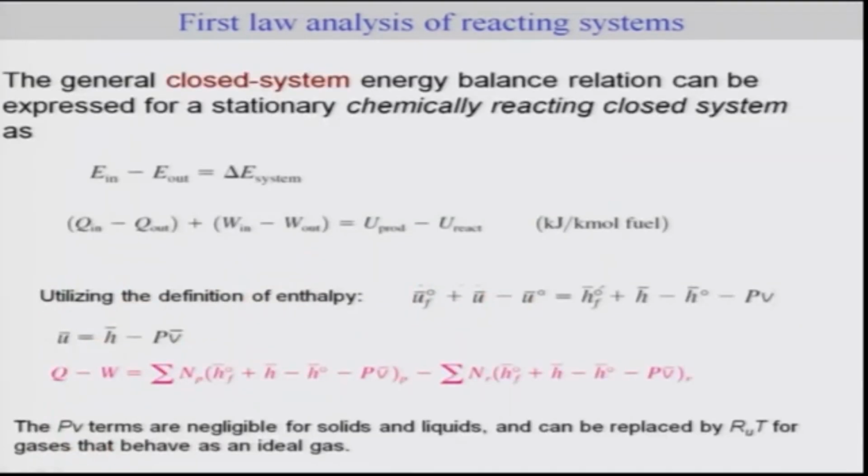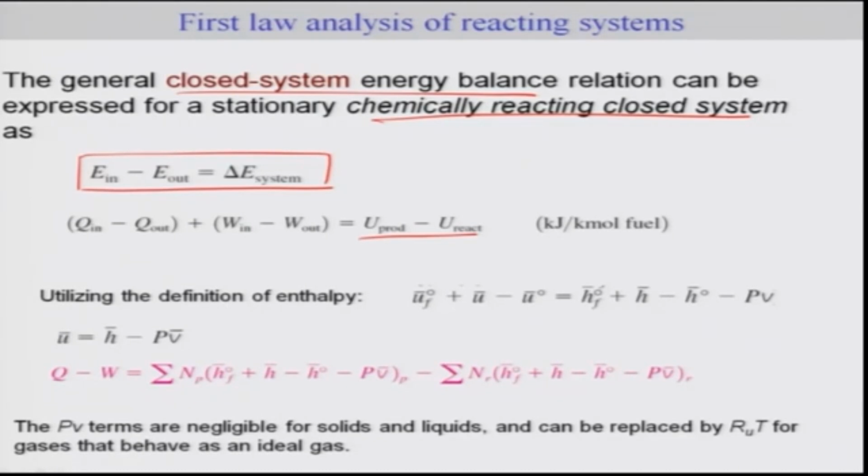Now we take a look at the general closed system energy balance relation. For a chemically reactive closed system, E in minus E out is nothing but delta E system. E in minus E out can also be written, without any sign convention, as Q in minus Q out plus W in minus W out, and delta E system will be simply the change in the internal energy between the product and the reactant. So this will be simply U product minus U reactant, because it's a closed system. There is no mass flow at all.